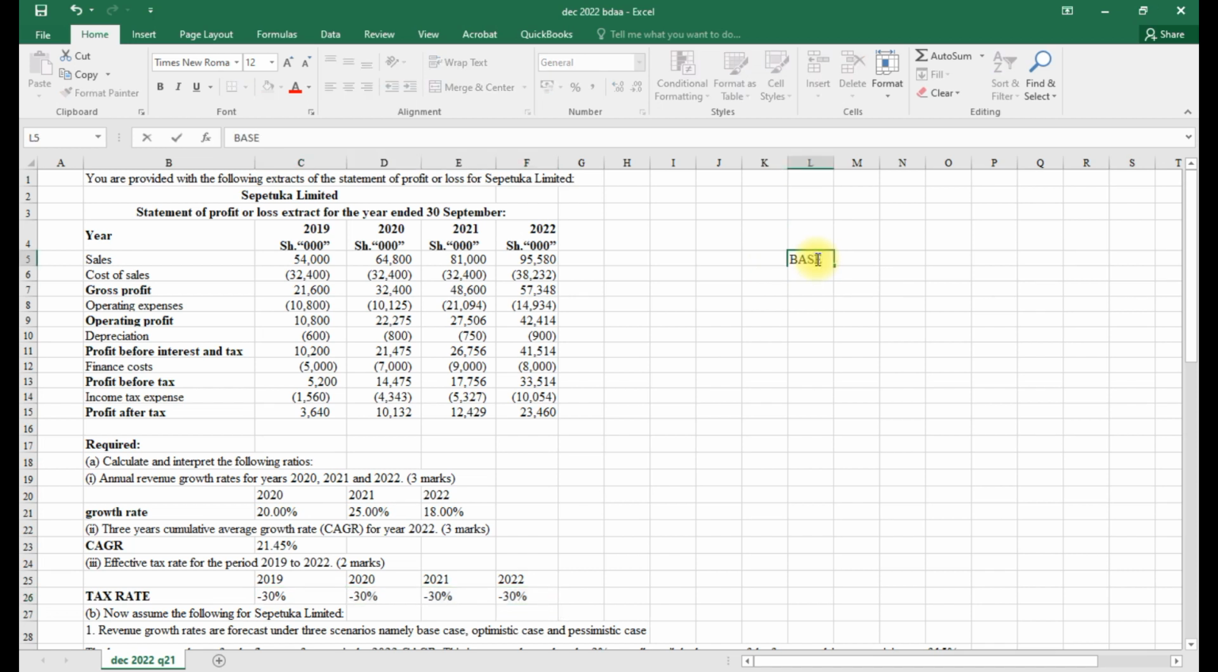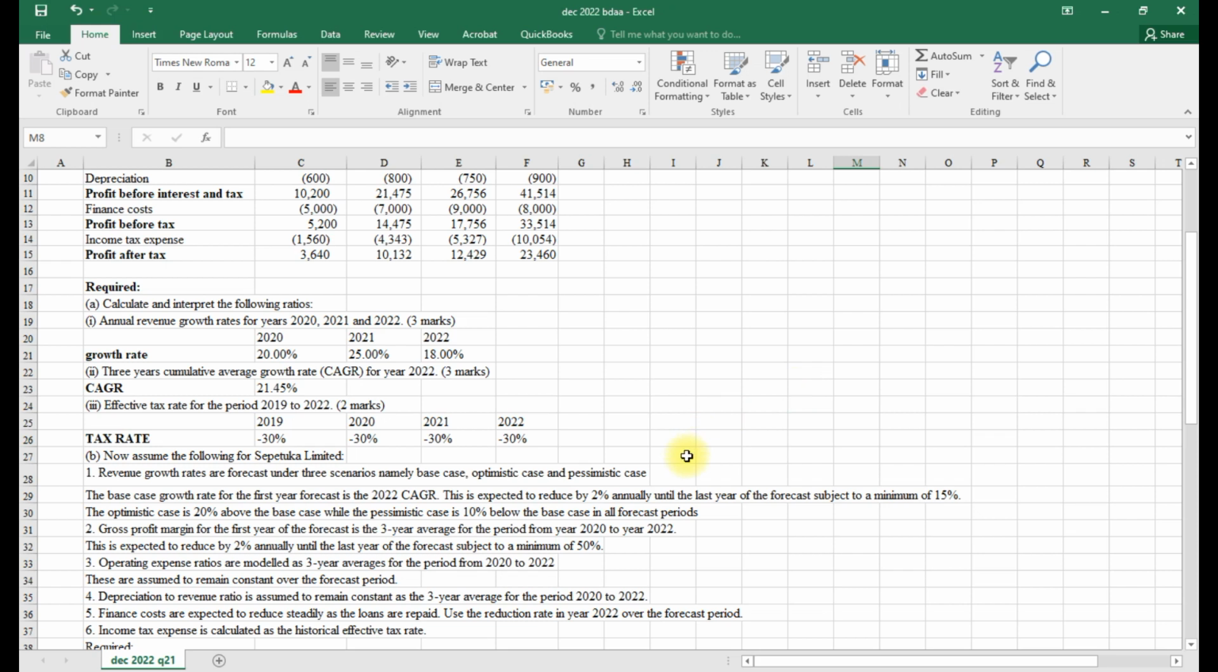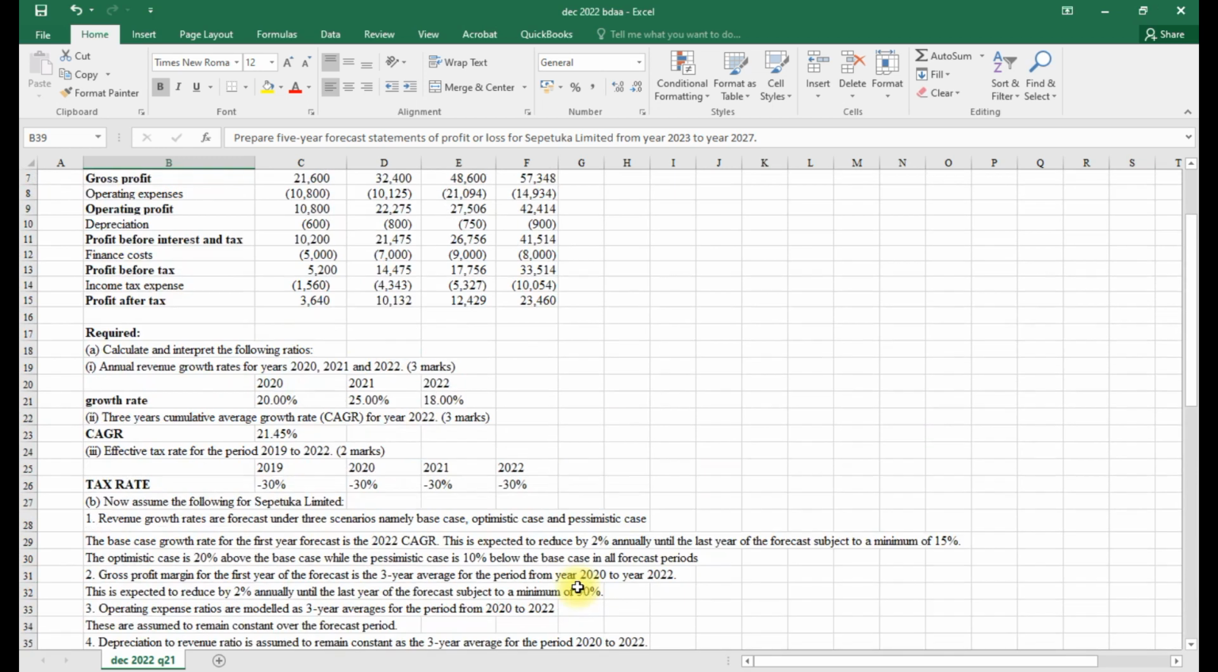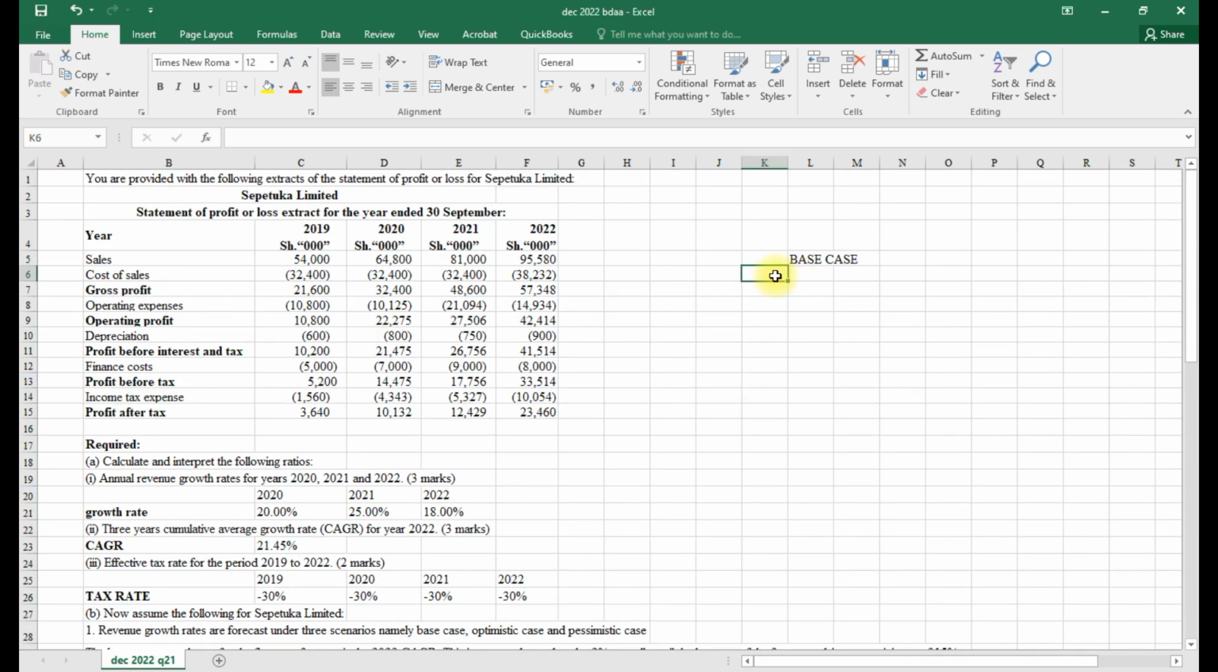So for the base case, how many years are we having? The first year. The base case growth rate for the first year forecast is 2022. Remember, when you look at the question, we need to prepare a 5-year forecast statement of the profit or loss for Sepetuka Limited from the year 2023 to 2027. You need the forecast from the year 2023, 24, and 25, 26, and 27. Those are the years.